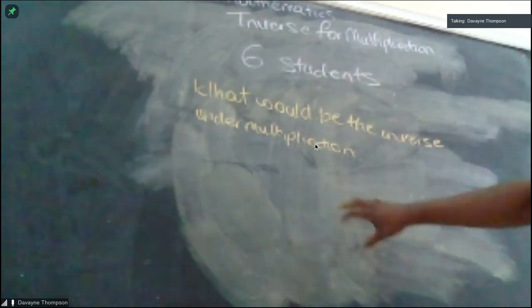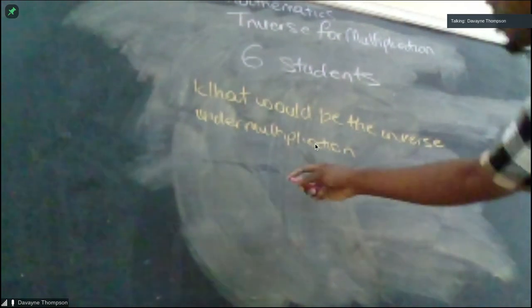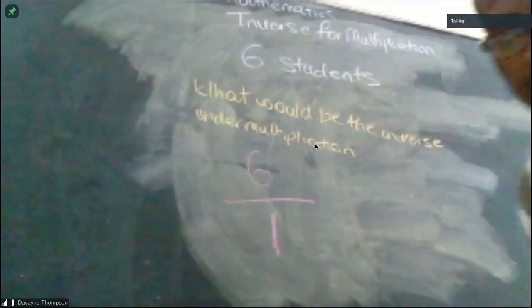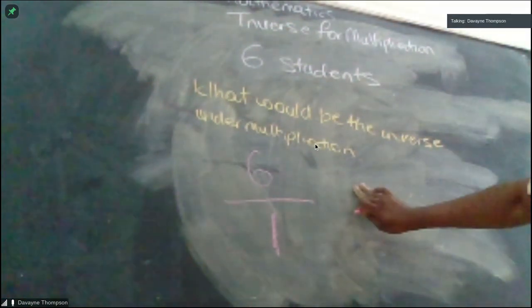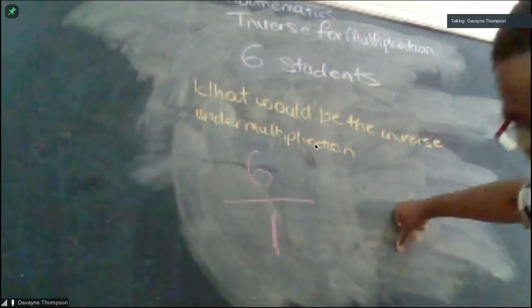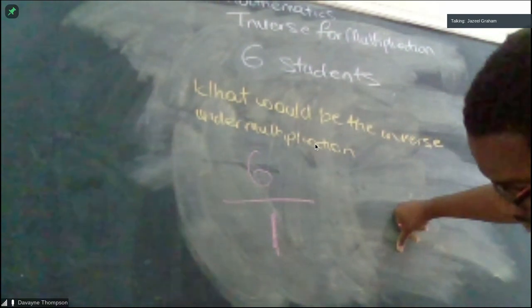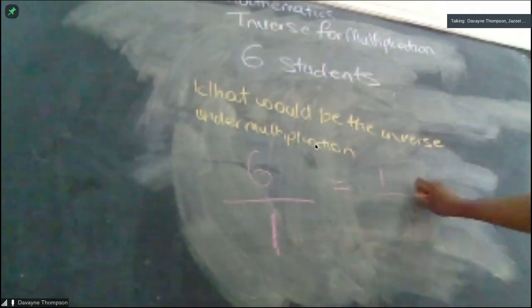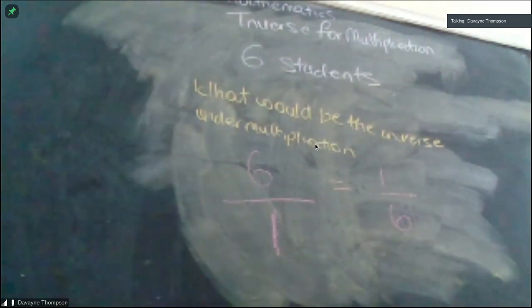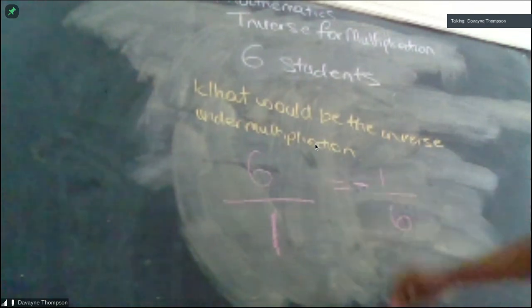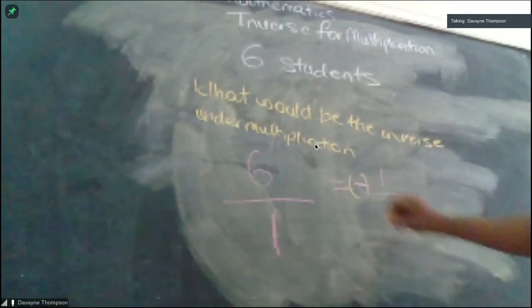How would you make 6? Because remember, when you have 6, isn't it really 6 divided by 1? Yes, 6 is the same thing as saying 6 divided by 1. So what is the inverse of 6 divided by 1? 1 divided by 6. Right here, 1 over 6. Everybody agree? Alright.